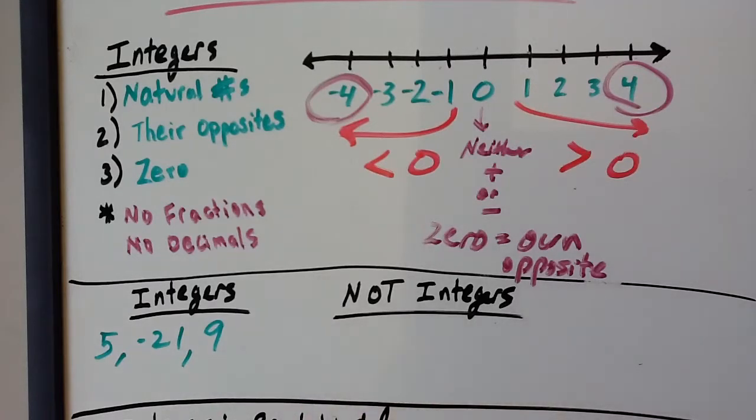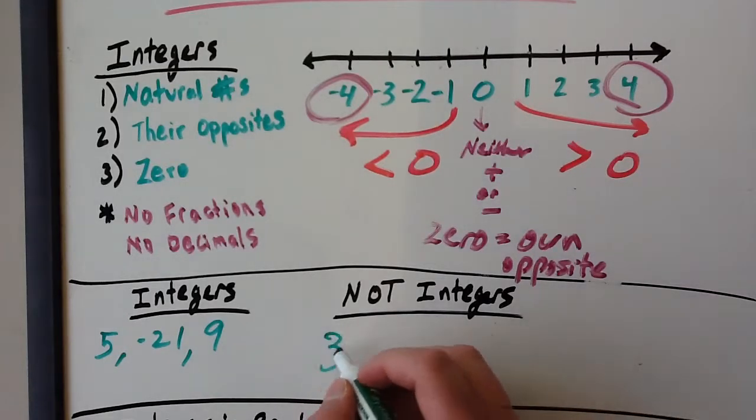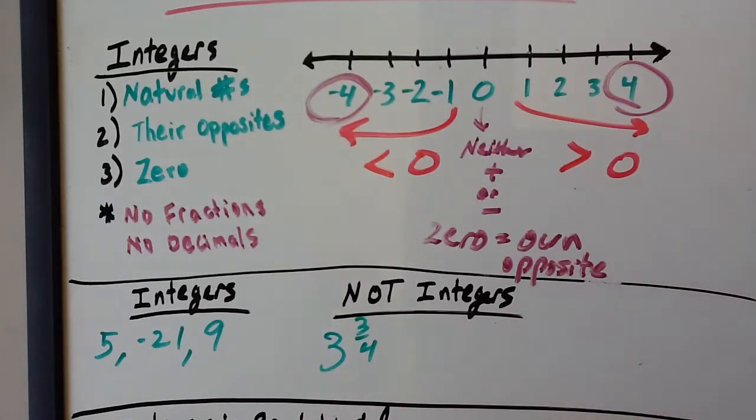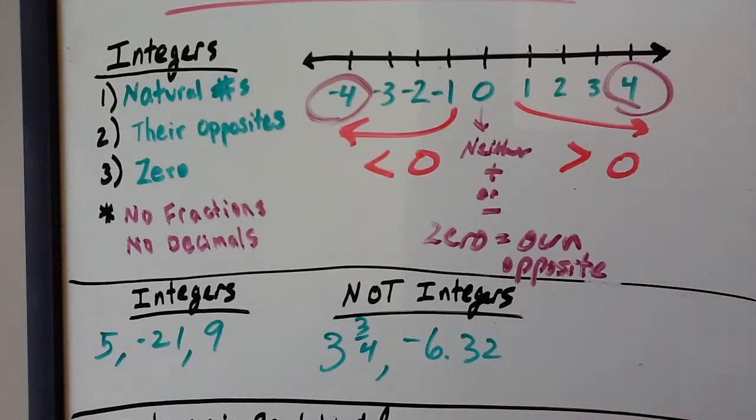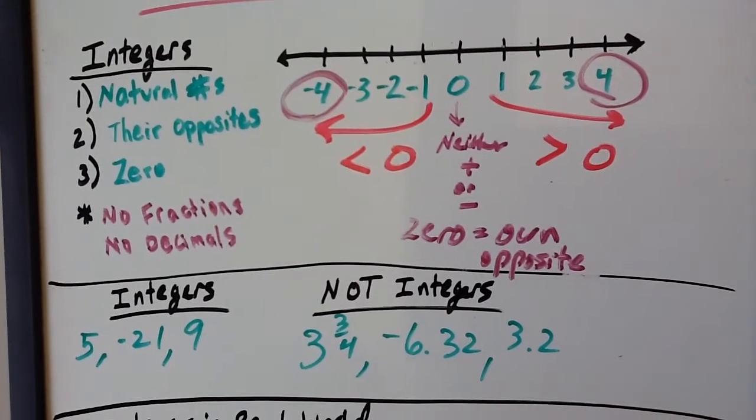Here are some examples of non-integers. These are not integers. Like 3 and 3/4, that would not be an integer because it's a mixed number. There are no fractions or mixed numbers that are integers. Negative 6.32 is not an integer, it's a decimal. 3.2 is not an integer, it's a decimal.